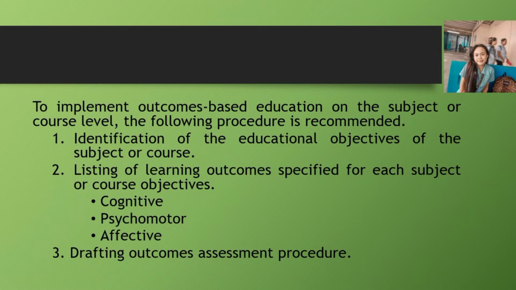And the third and last procedure to implement outcome-based education on the subject or course is drafting outcomes assessment procedure. This procedure will enable the teacher to determine the degree to which the students are attaining the desired learning outcomes. It identifies for every outcome the data that will be gathered, which will guide the selection of the assessment tools to be used and at what point assessment will be done.